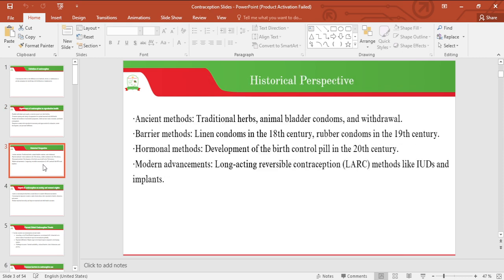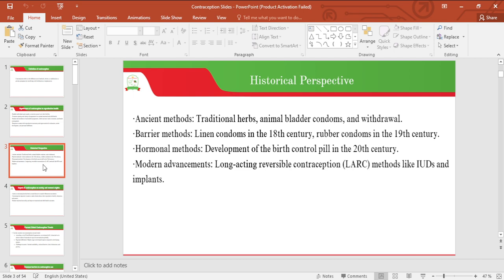Let's look at the historical perspective of contraception. Ancient methods that were used for contraception include traditional herbs, animal bladder condoms, and withdrawal. The barrier methods included linen condoms, which were discovered in the 18th century. Rubber condoms came in the 19th century.